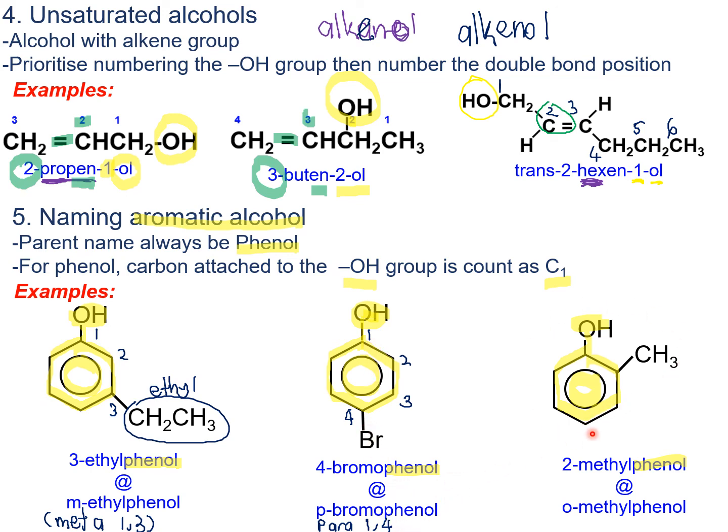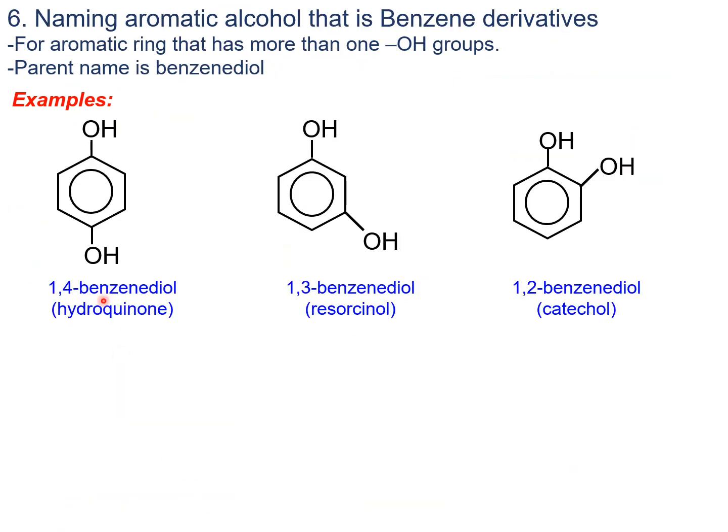Okay, next is 2-methylphenol ataupun o-methylphenol, because O ni nama panjang dia ortho. Dia nak describe kedudukan 2 substituents yang berada di carbon number 1 and 2 in the benzene ring. Alright, so lastly, how to name an aromatic alcohol yang ada more than 1 OH groups. We name it as benzene diol. Okay, so kalau if let's say you nampak aromatic ring yang ada 2 OH, terus letak nama dia benzene diol.